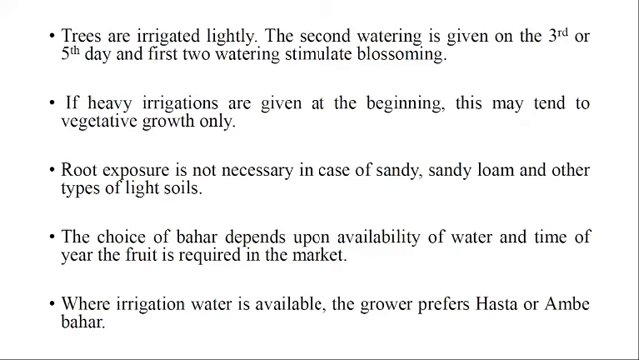After the roots are covered with the soil and the manure, there is a need to irrigate lightly at first. The second watering is given on the 3rd or 5th day, and the first watering stimulates loosening. If heavy irrigation is given in the beginning, this may tend to produce only vegetative growth. So after the Bahar treatment, the first two irrigations are needed very lightly.